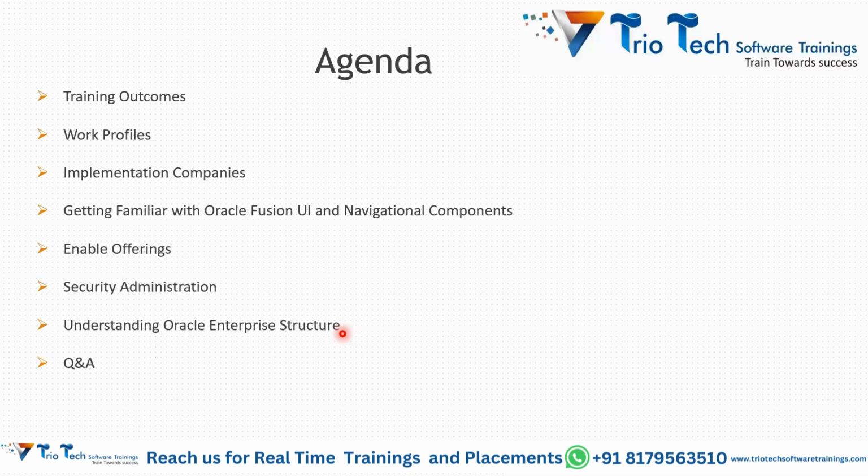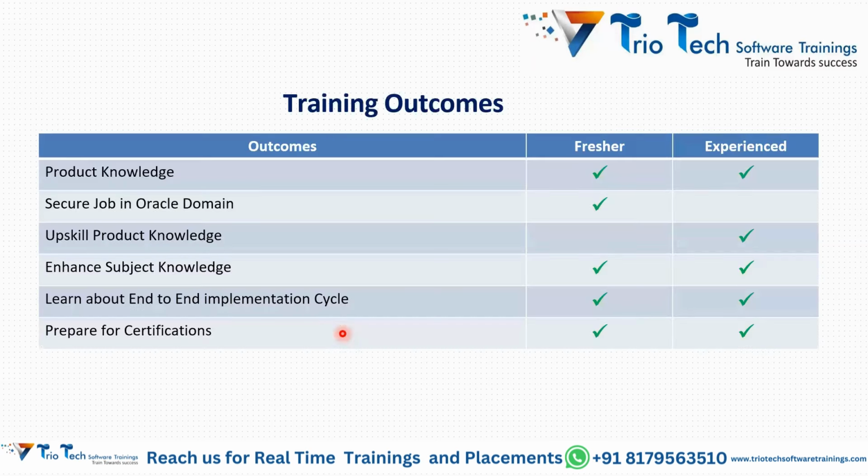So let's start with the agenda for today, team. I'll start first with the training outcomes. Now, what I've done here, I've prepared this table where I have classified my students into two parts. One is freshers. As you know, we have a mixed population, where we have freshers who have recently done their graduation and post-graduation, and now they are willing to enter this field of Oracle ERP, right? And for them, how is this training program going to be beneficial? That is something we'll discuss here.